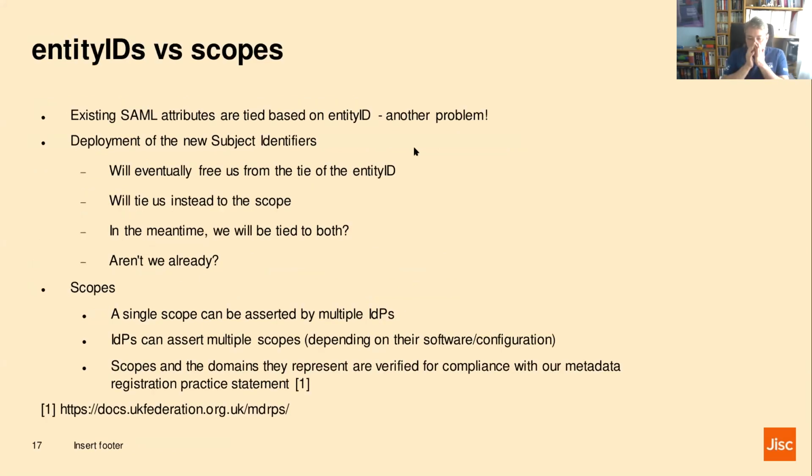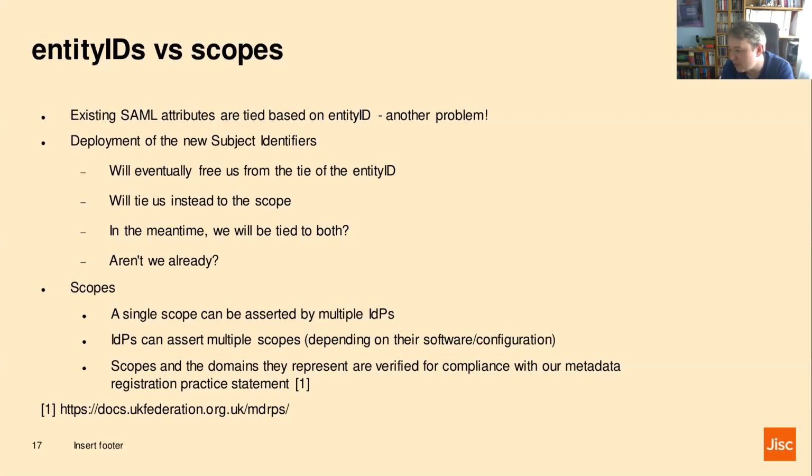So a quick foray onto entity IDs versus scopes. So existing SAML attributes are tied based on the entity ID, which is another problem that we have, because that means that if you want to change the entity ID, you can't very easily do that. Now, deployment of the new SAML subject identifiers will eventually free us from the tie of the entity ID, but how long that migration goes on for, we don't know. It's open-ended, isn't it? So it will tie us into the scope instead, because we'll have to rely on that scope as the means of identifying. In the meantime, you'll be tied to both because of that. However, aren't we already? Probably you're already using scope for authorization with eduPersonScopedAffiliation. So I don't think it shackles us any more than we already are.